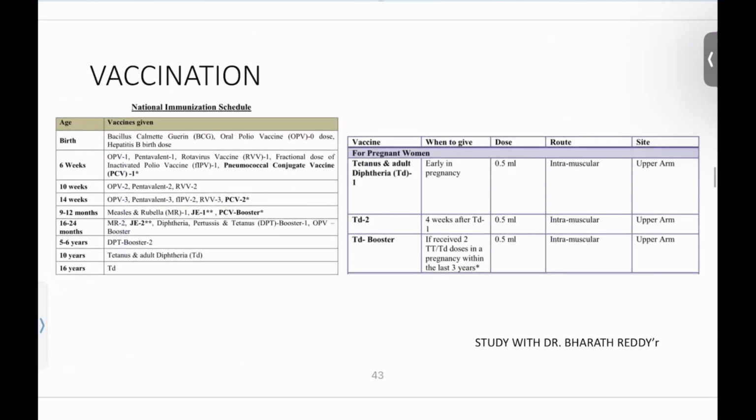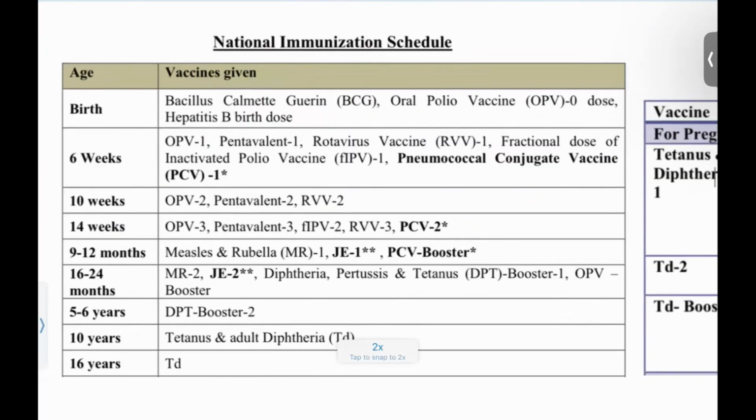Next one is vaccination. This is our national immunization schedule. At birth, what are we going to give? BCG, OPV oral dose, and also the hepatitis B birth dose, right? At 6 weeks, we give the next OPV dose, pentavalent, rotavirus, and also pneumococcal conjugate vaccine. At 10 weeks, we give the second dose of OPV, the second dose of pentavalent, and the rotavirus oral dose. The 10th week is still going to complete it, but here we are not going to give the PCV second dose.